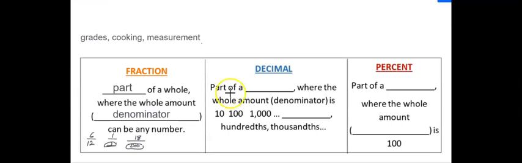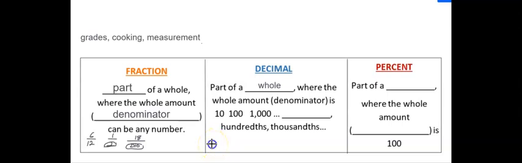Decimals are also parts of whole amounts. A decimal is a part of a whole. We're in between our whole numbers. And the whole amount, the denominator, though, cannot just be any number. Our decimal system is built on the tenths, the hundredths, the thousandths.